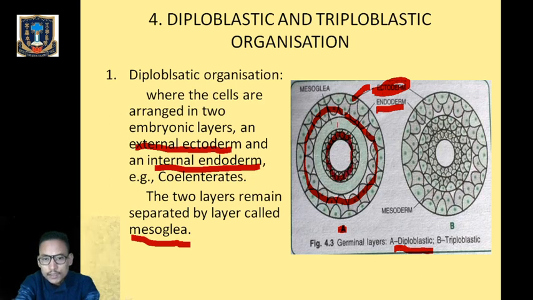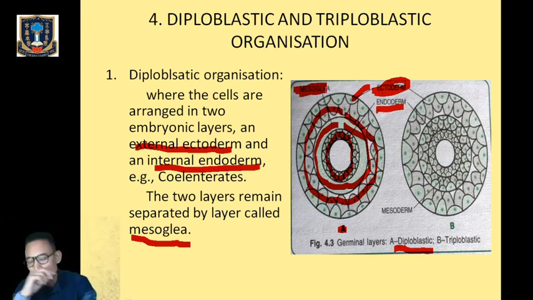The ectoderm and the endoderm are separated by a layer. This particular layer is over here, and it is called the mesoglea. So mesoglea will mainly separate the ectoderm and the endoderm. The presence of two embryonic germ layers will make the organisms diploblastic in nature. Now let's go to triploblastic organization.